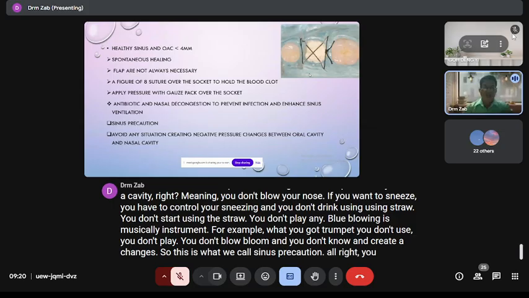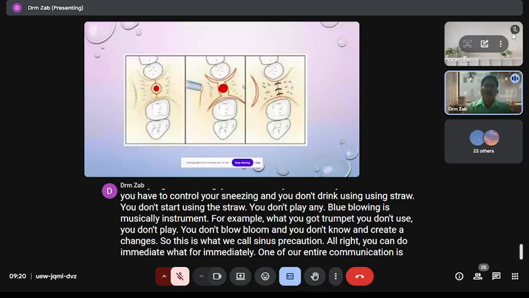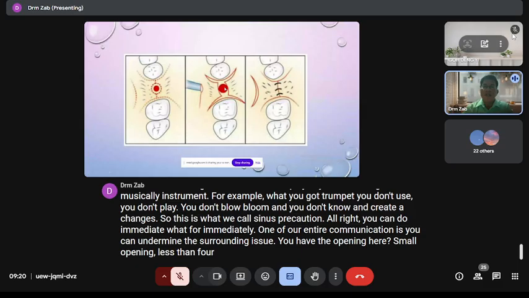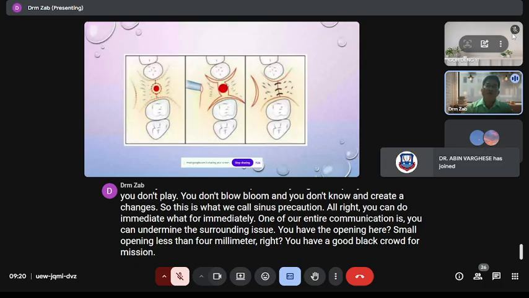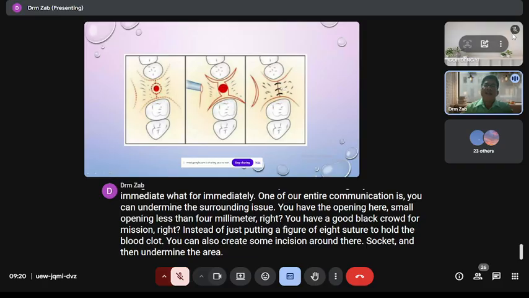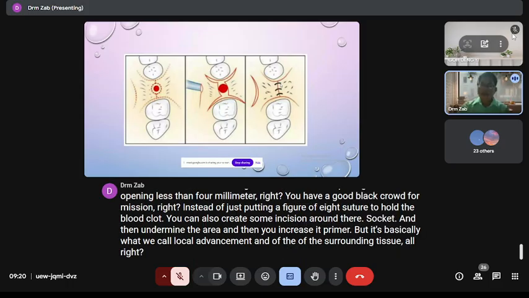All right. And for immediate treatment of oro-antral communication, you can undermine the surrounding tissue. You have a small opening, less than 4 millimeter, and a good blood clot formation. Instead of just putting a figure of 8 suture to hold the blood clot, you can also create some incision around the socket and then undermine the area, and then you can close it primarily. It's basically what we call local advancement of the surrounding tissue.